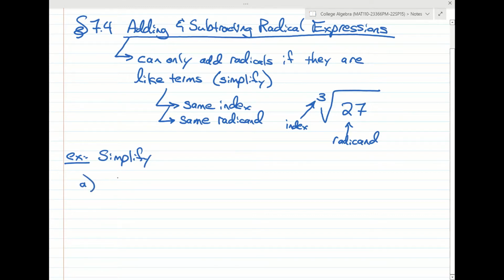If we had 7 root 2 minus 8 root 2. The rule with radicals is if the index and the radicands are the same, you just add the outsides. It's almost like doing 7x minus 8x. The answer would just be -1 root 2. That would be the answer. 7 root 2 minus 8 root 2 is -1 root 2. You can put -1 in front, but you don't have to.